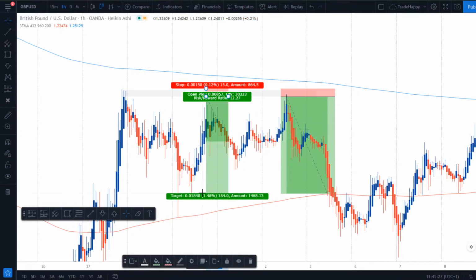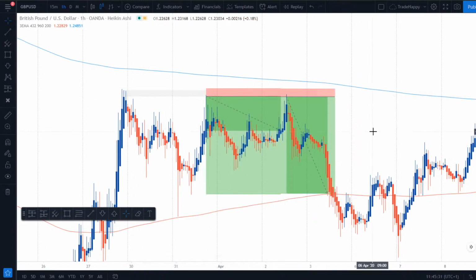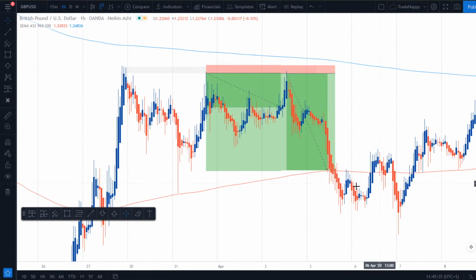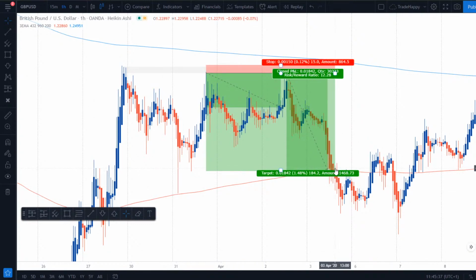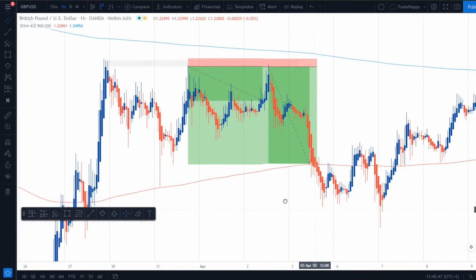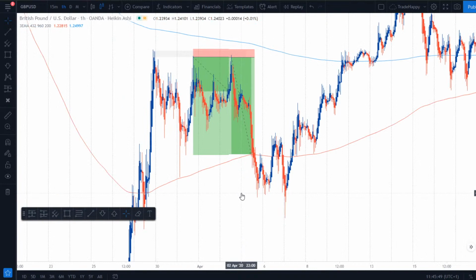Let me just move that down. I'll just put that there. So you'd be entering both your shorts here and exiting once price hit the EMA, which is a total of 360 pips with a 6 pip drawdown. Now obviously that is looking back in hindsight, and that's not going to happen every time.